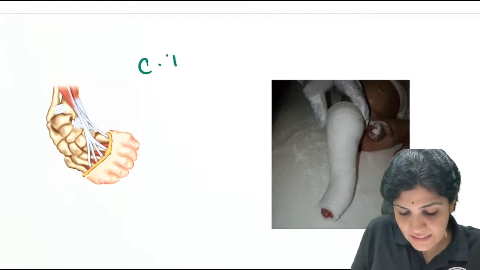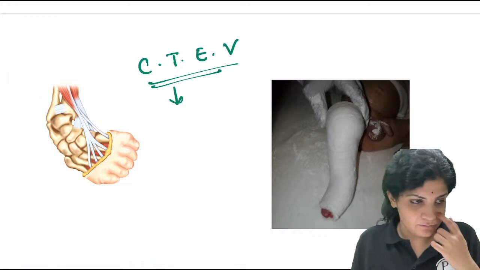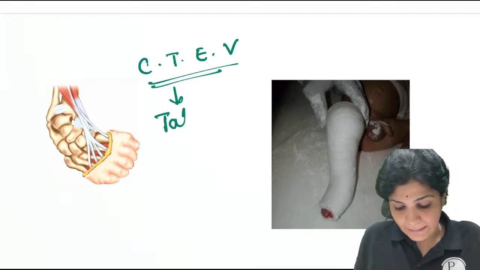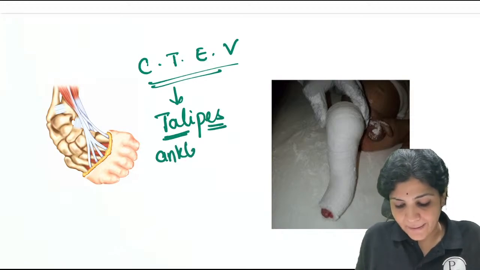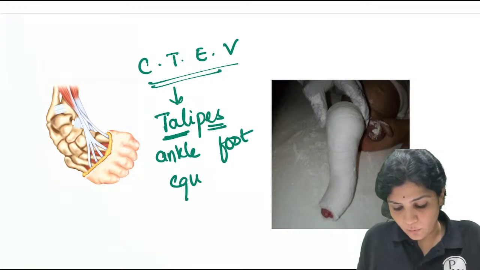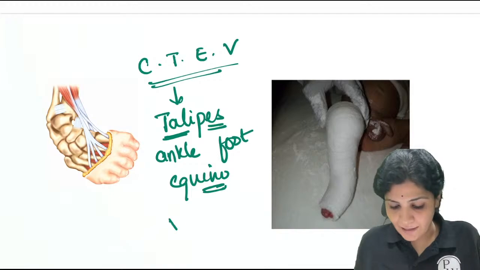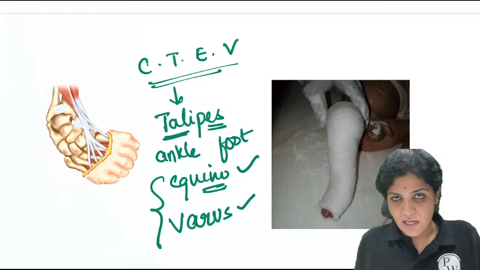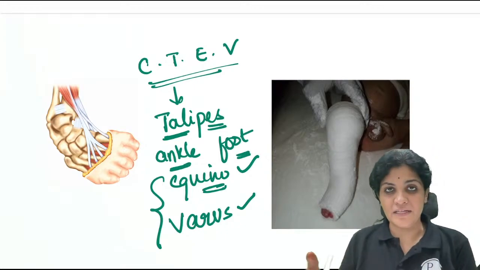So CTEV is congenital talipes equinovarus, and that means congenital is by birth, and talipes is talus and pes. Talus is the ankle, and pes is foot. Equino means it is like the horse foot, and varus. So these two are the deformities: plantar flexion equinus and varus of the foot. So that is the meaning of congenital talipes equinovarus.